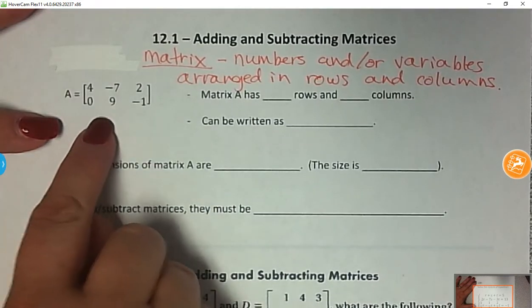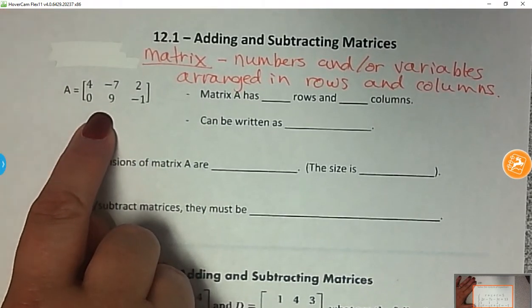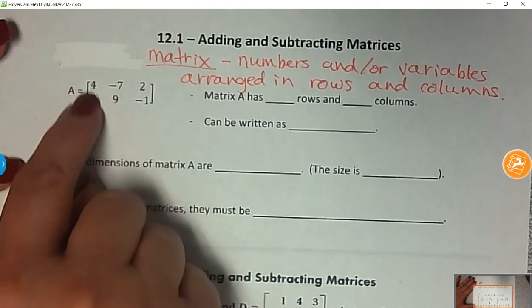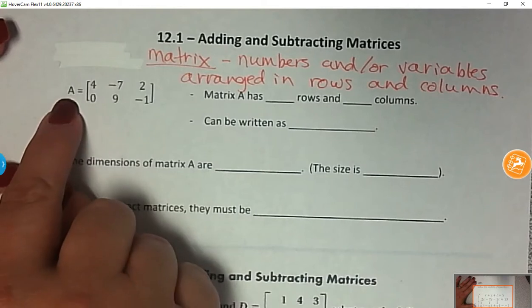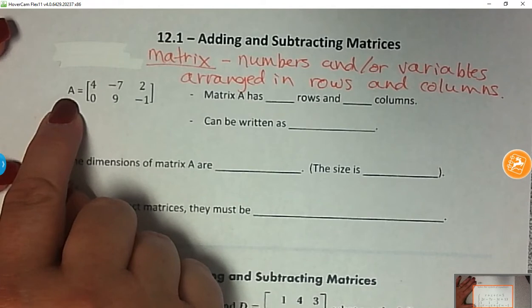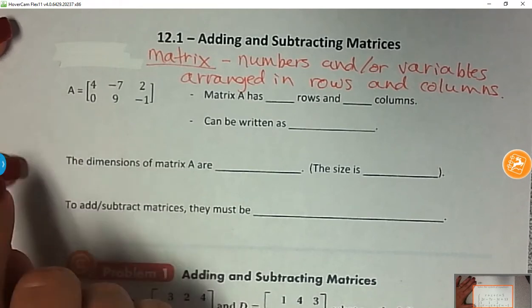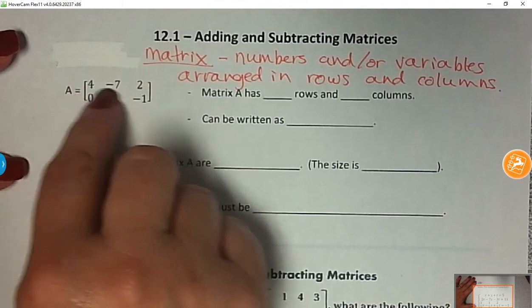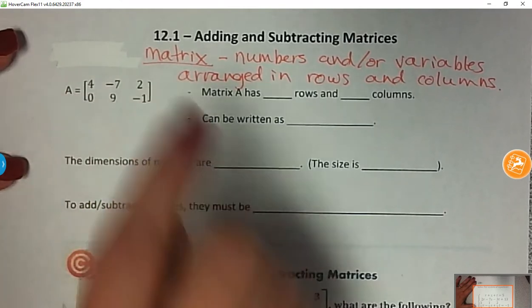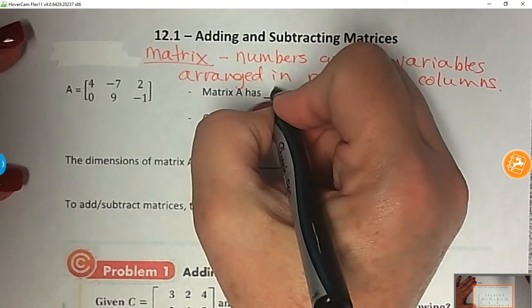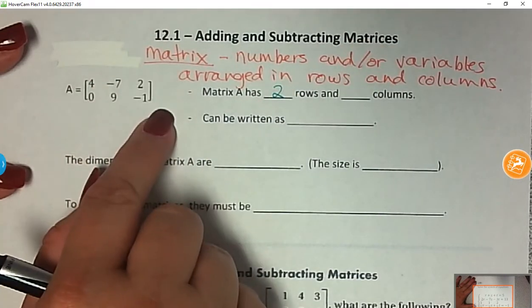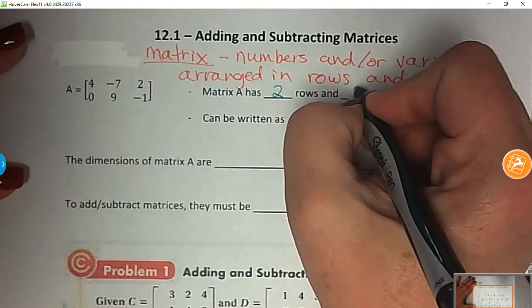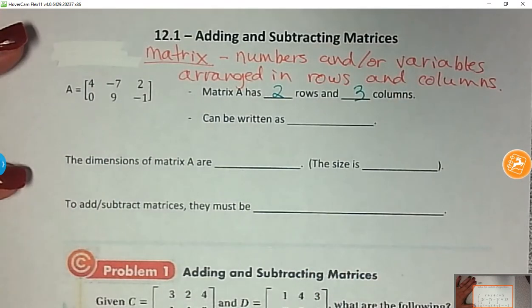Okay. So this is what a matrix looks like. We've got brackets around it. That's how we know it's a matrix. This is matrix A. Matrices are always named with a capital letter. Okay? So if you take a look at matrix A, it has two rows that go across the page, and it has three columns that go up and down, just like the columns on your house. Okay, so two rows and three columns.